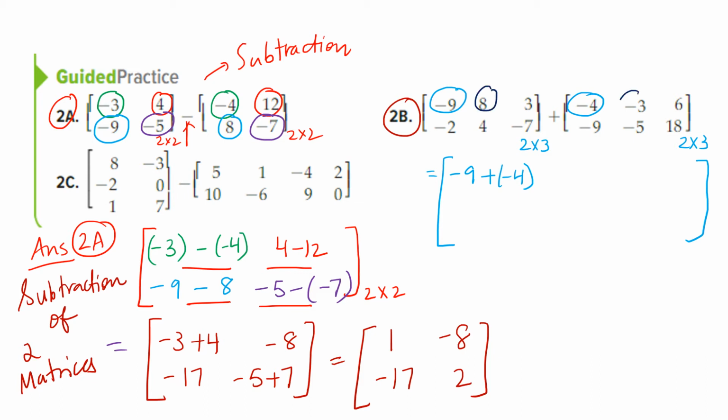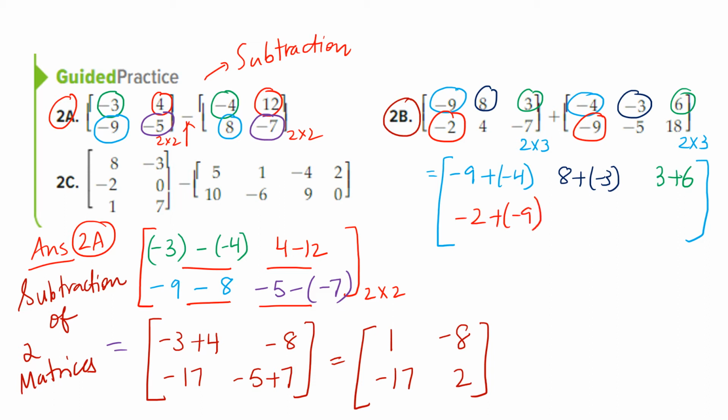8 will combine with the element with it, 8 plus of minus 3. 3 will combine with 6. That's your row 1 complete. -2 combined with -9. 4 combined with -5. So I hope you are able to observe how I'm taking the corresponding elements.